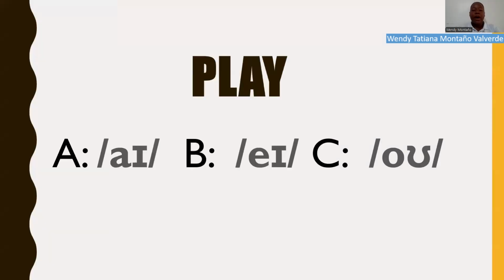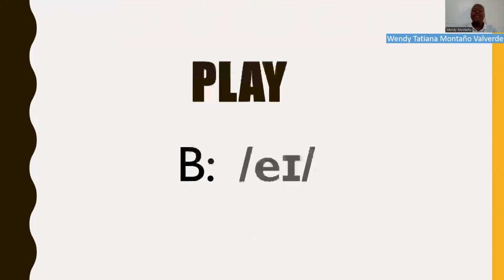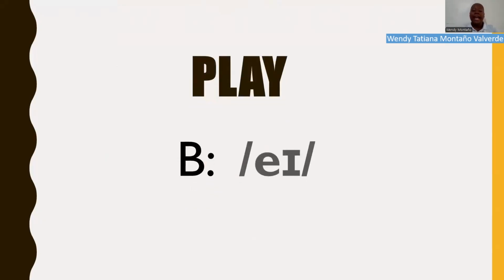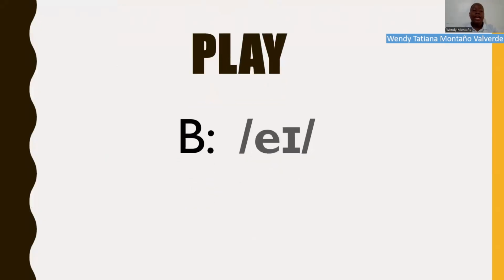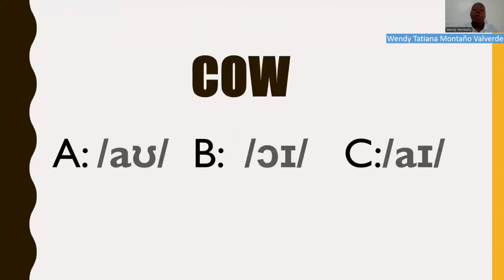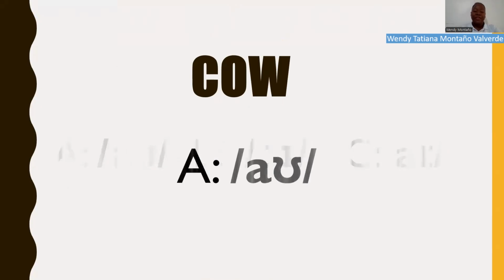Okay. Now, play. What diphthong do you hear? Play. Let's see. Very good. The letter B. A. Play. Now, cow. How. What diphthong do you hear? A, B, or C? What do you think? Let's see. Very good. Letter A.